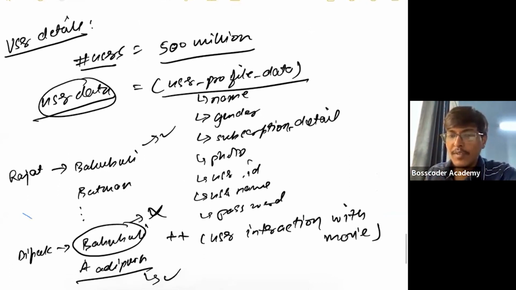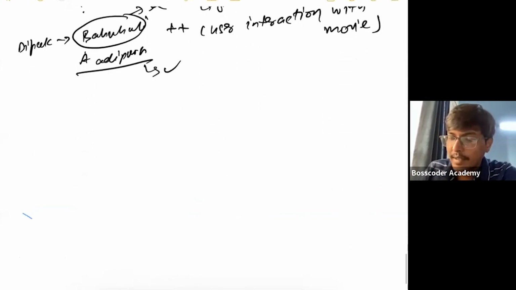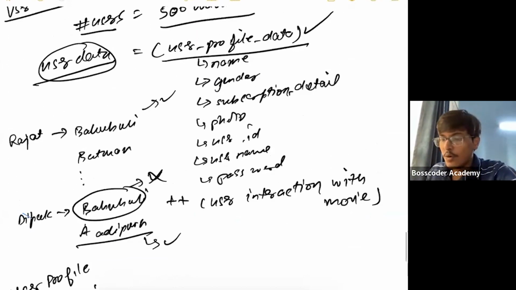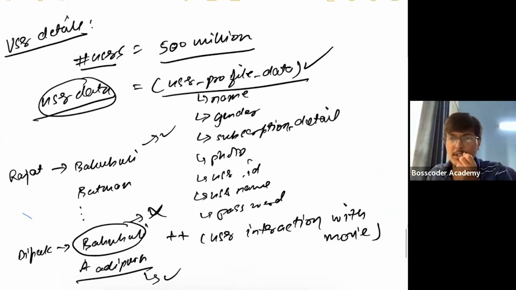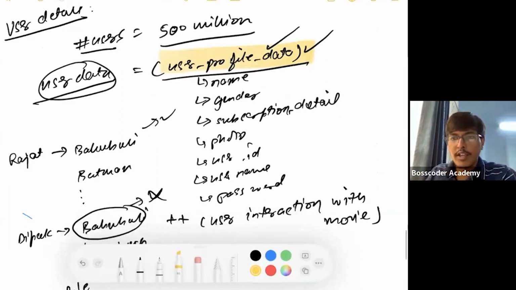Right? So let's talk about user profile data. I think user profile data is pretty simple. So what does the user data consist of? User data consists of two things. One is the user profile data. For example, what is my name? What is my gender? What is my subscription details? What is my photo? That is the first thing that I am storing for a user.